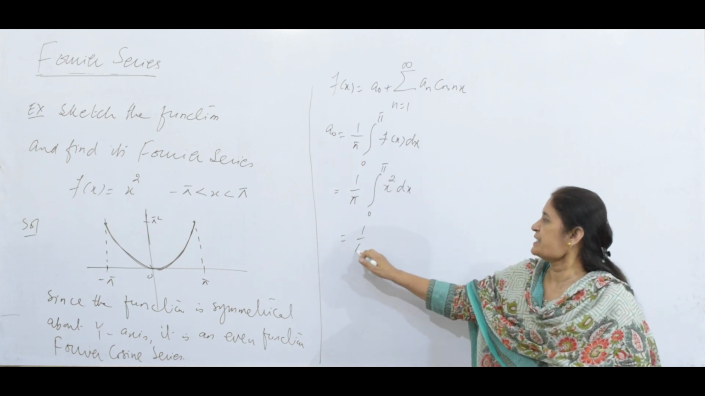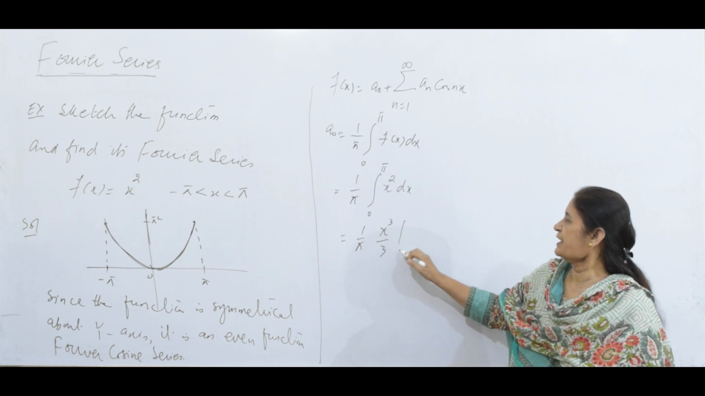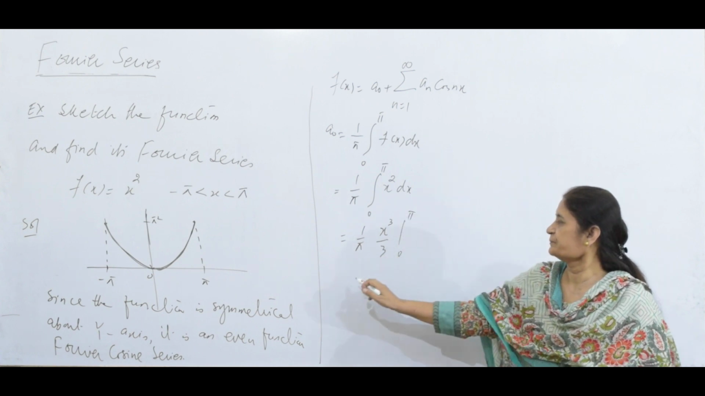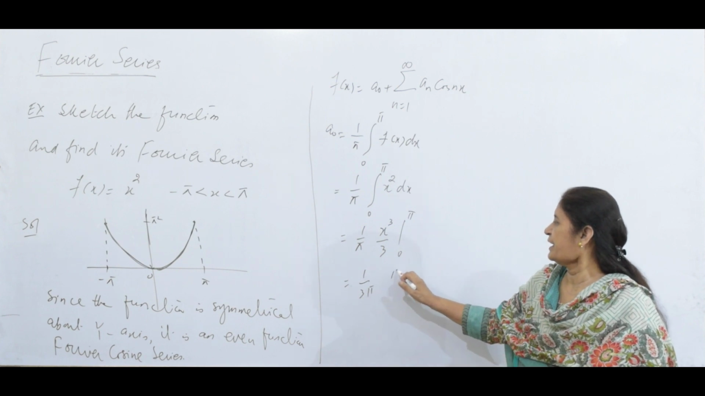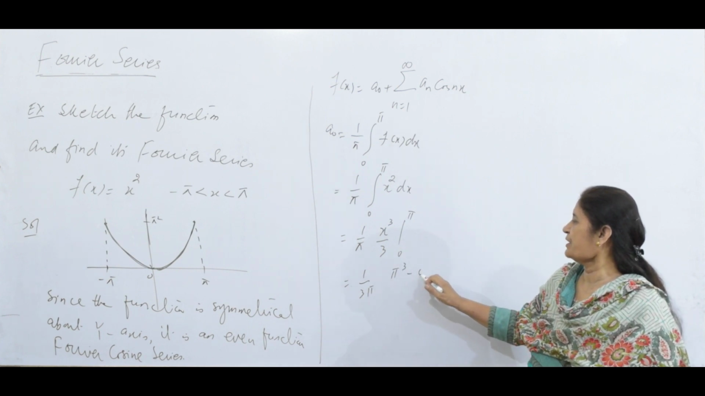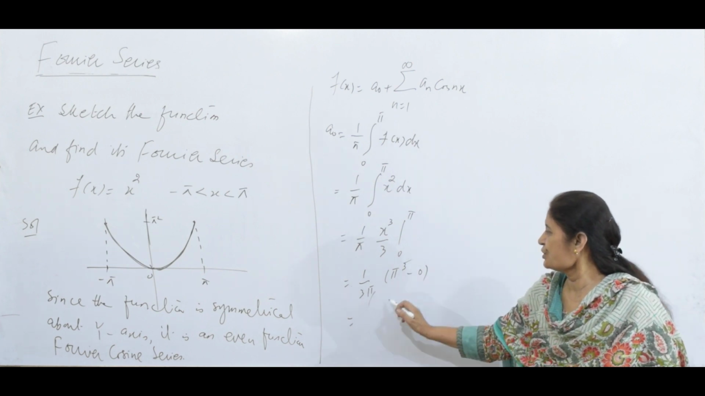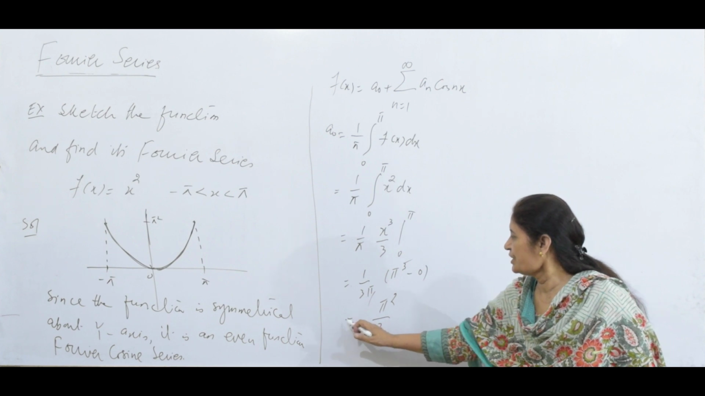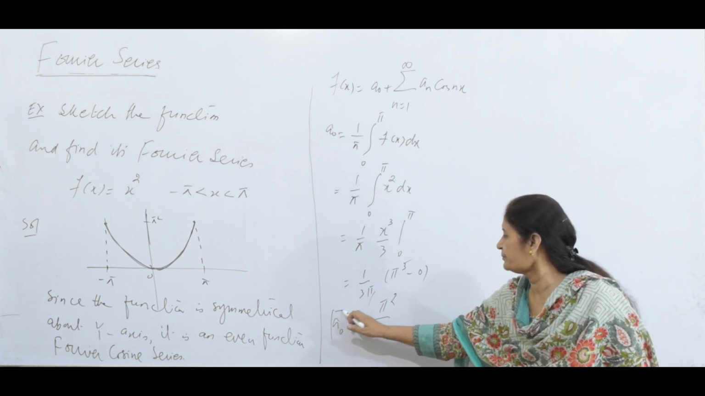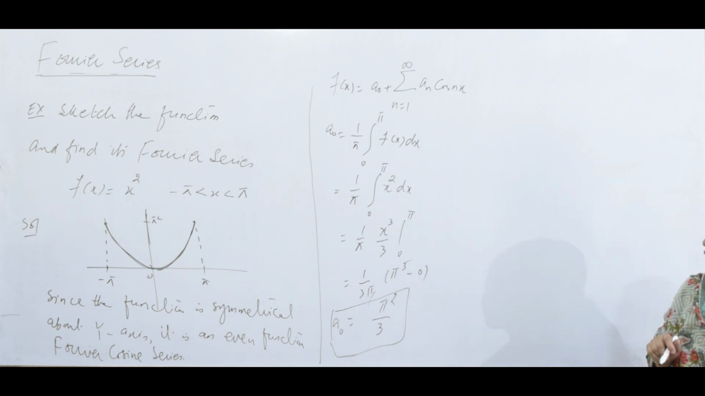1 over pi as it is, let me integrate x cube by 3, and this is 0 to pi. 1 over 3 pi there and pi cube minus 0. So 1 pi goes, so the answer will be pi square by 3. This is a naught. Pi square by 3.